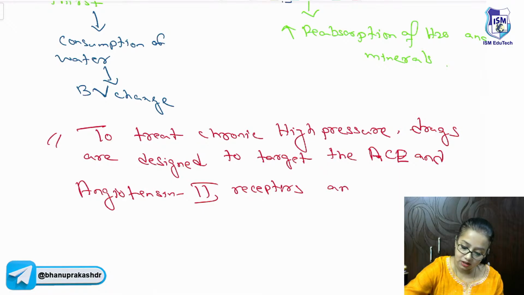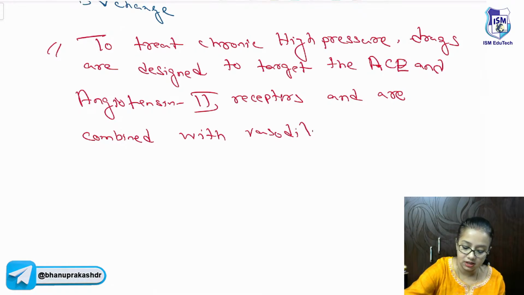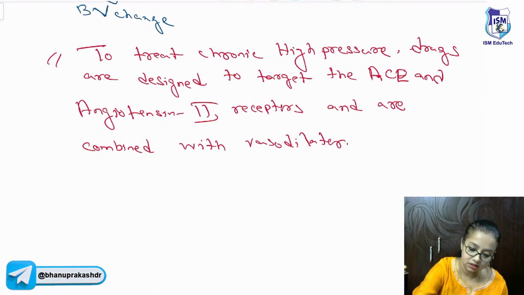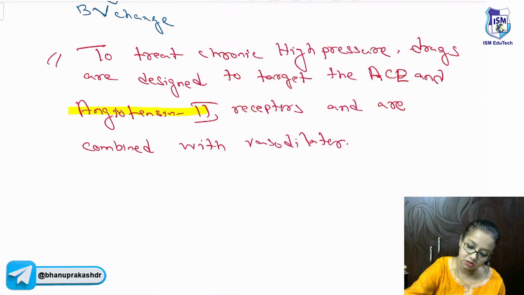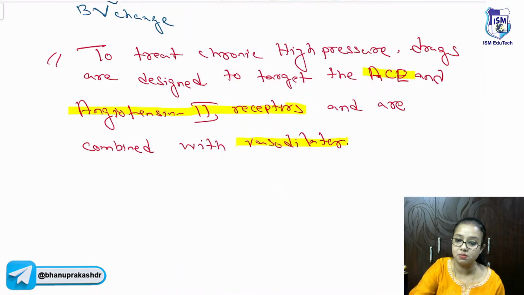receptors and are combined with vasodilators. Okay, are combined with vasodilators. So, to treat hypertension, angiotensin 2 receptors are targeted, angiotensin converting enzyme is inhibited, and it is combined with vasodilators. Okay. This is how the long-term regulation happens in case the blood pressure is increased.